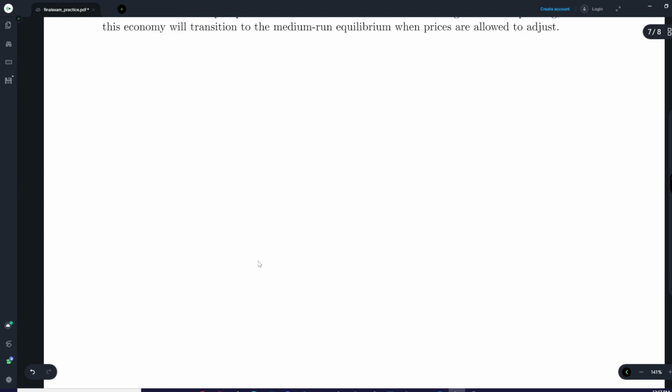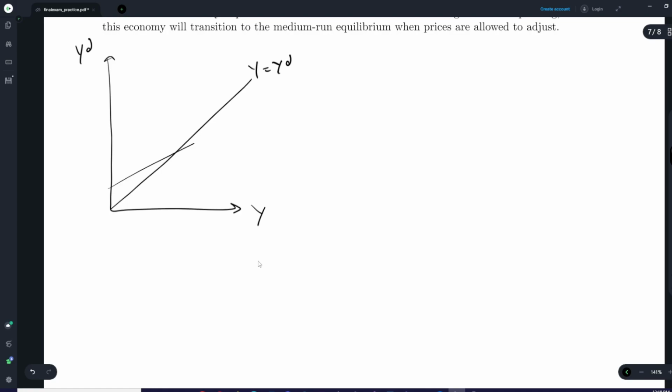So we're starting in the goods market here, right? Our goods market equilibrium has been disrupted. Y, YD, equilibrium, Y equals YD, C plus I plus G is equal to YD.